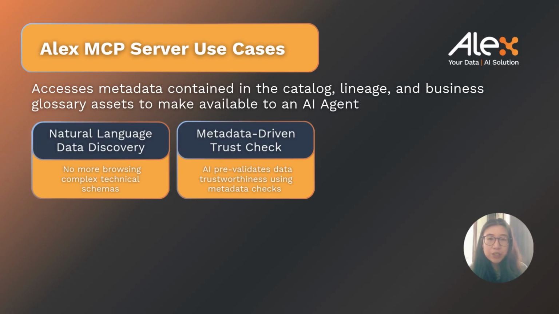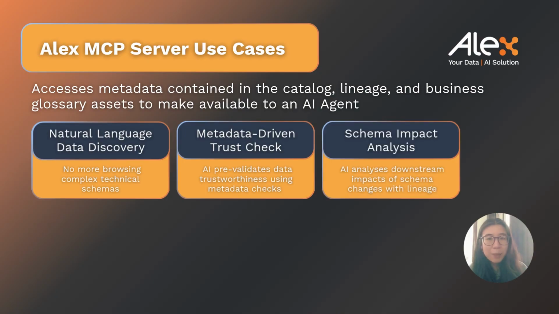Metadata-driven trust check. So if you need to ensure the customer lifetime value data is trustworthy before using it in your model, the AI agents could be pre-validating data trustworthiness by checking operational metadata like data quality scores, freshness, and certification status.